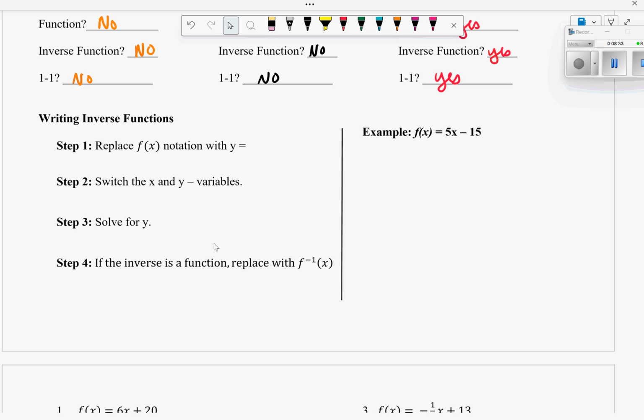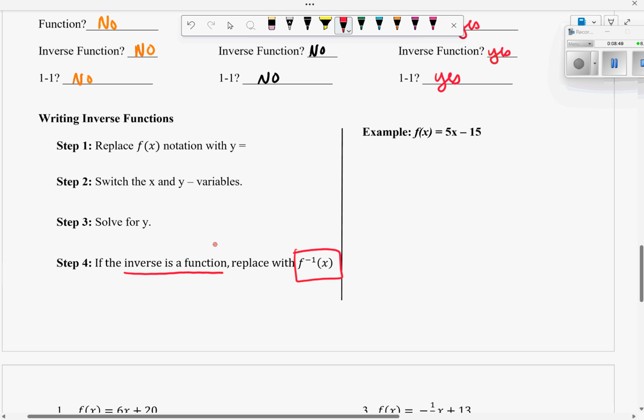Remember, we talked about this the other day. Steps for writing the inverse function: replace f of x notation with y equals, switch the x and y variables, solve for y, and if the inverse is a function, we use that inverse function notation. But you only use this if the inverse is a function.